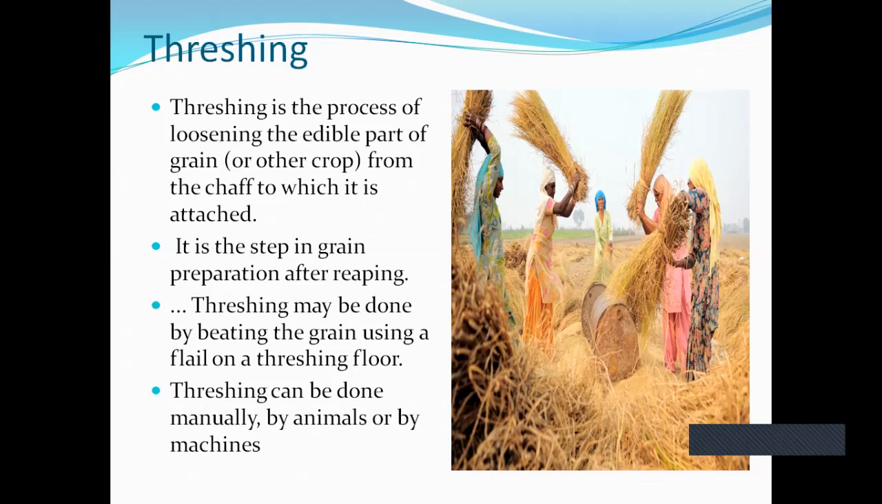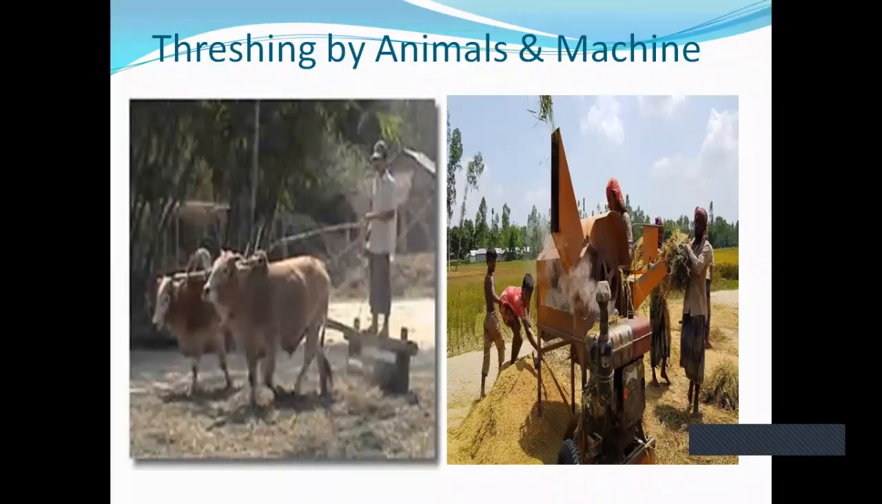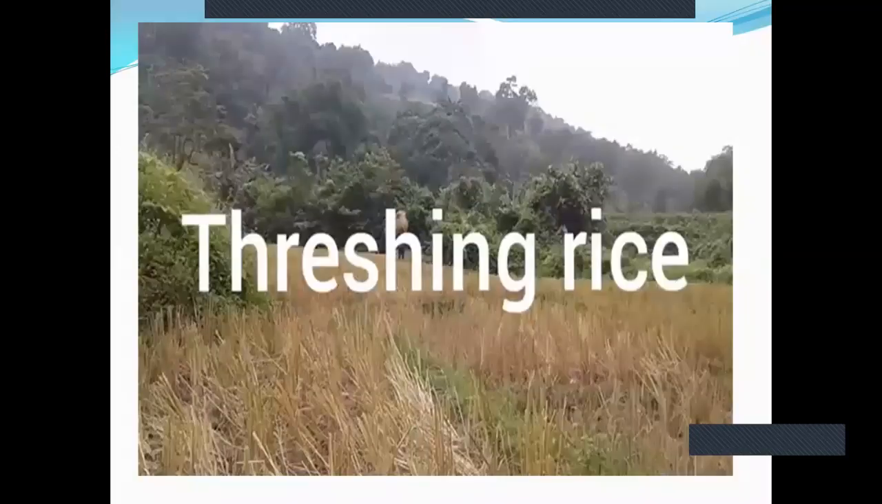Now how it is done manually, by animals, and by machine, I'll share this. Just see this picture. Can you see in the first picture? It is done with the help of animals, right? Now, in the second picture I have shared the machine. Now, I am going to share a video in which you will get to see all these three methods by which the farmer does threshing.